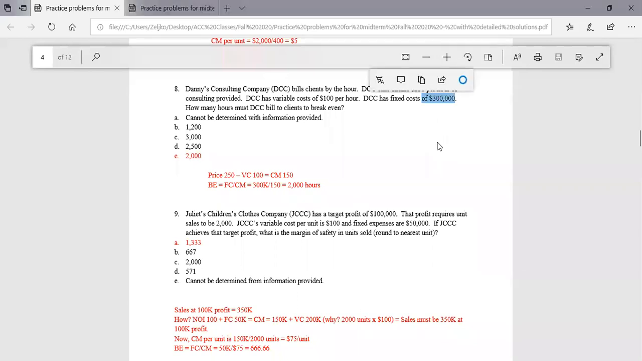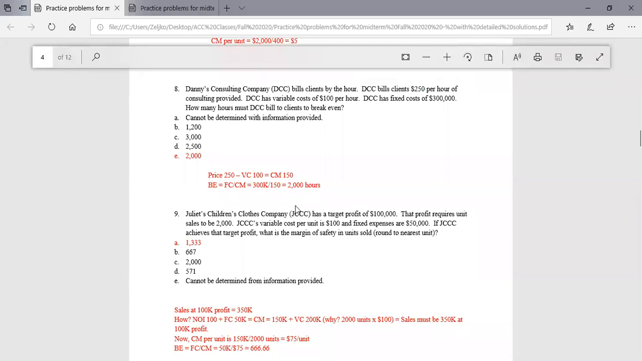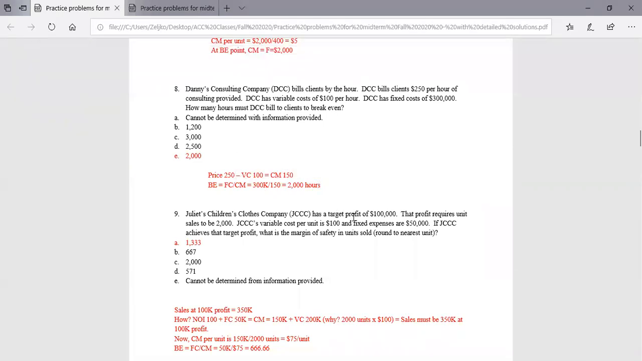Well, fixed costs are here, 300,000. What's the contribution margin per unit? Bills clients 250, variable costs are 100, so contribution margin is 150. So 300,000 divided by 150 is 2,000 hours, right? That's that.